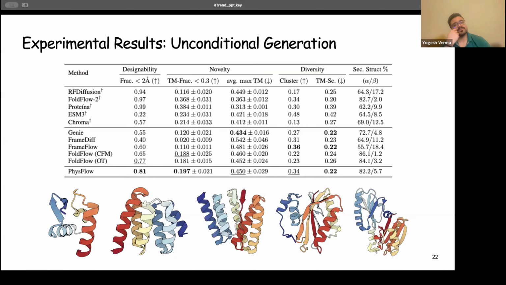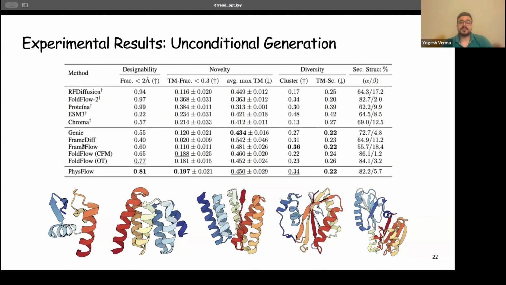So these are some results for the unconditional generation. We compare to all the current state-of-the-art baselines like RFdiffusion, FoldFlow, Proteina, FrameFlow. Our model achieves better results than the models that have been trained on the same data set. Usually RFdiffusion, Proteina, FoldFlow are not trained on the same data set. They're trained on much larger data, say 20 million from the AFDB data set, combining all the external synthetic sources. So the direct comparison is not fair.